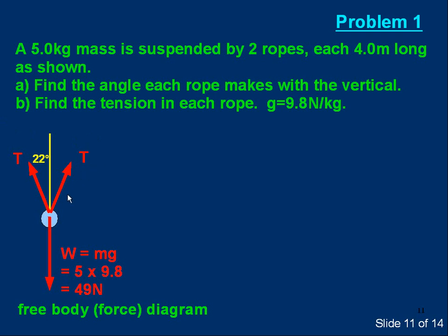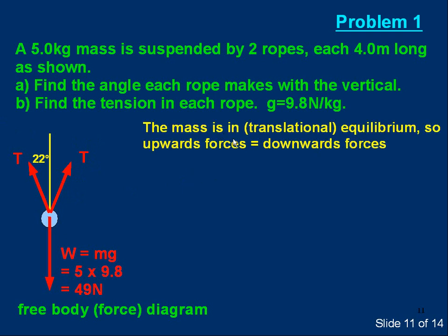Now we're going to use our knowledge about equilibrium. The 5 kilogram mass is in translational equilibrium. It's not moving. So we know if we pick a direction that the upwards forces must exactly equal the downwards forces. The resultant is 0, so in a vertical direction, or any direction, the forces one way are cancelled by the forces the other way. What are the upwards forces? Well, there's two of them. They're the components of the tension. T cos 22 from the left-hand rope and T cos 22 from the right-hand rope. That's the upward forces, and they must equal the downward forces.